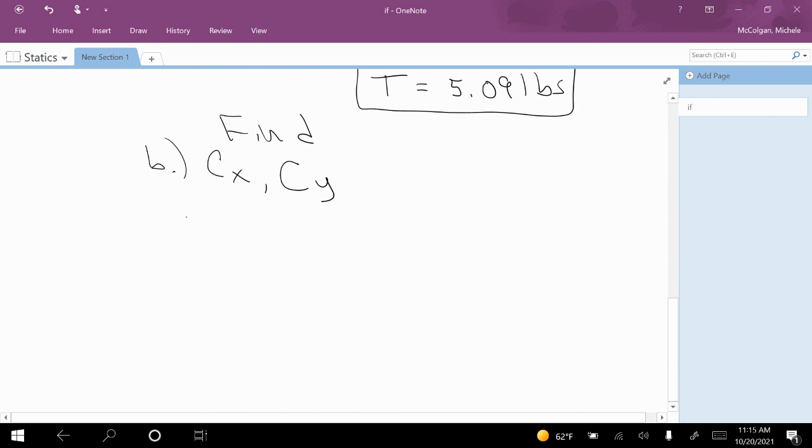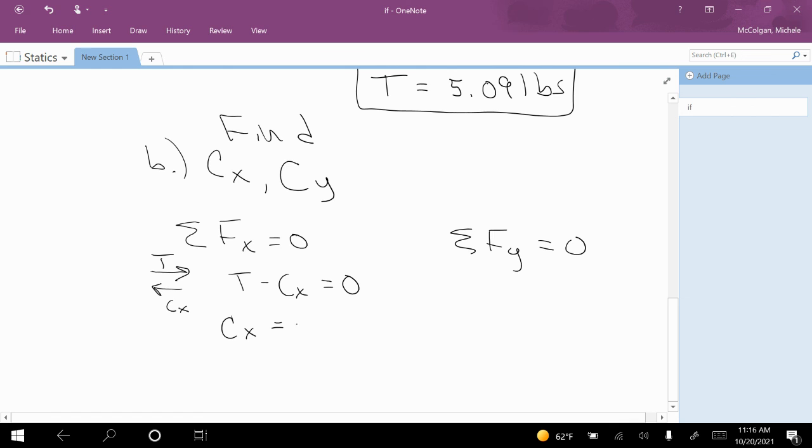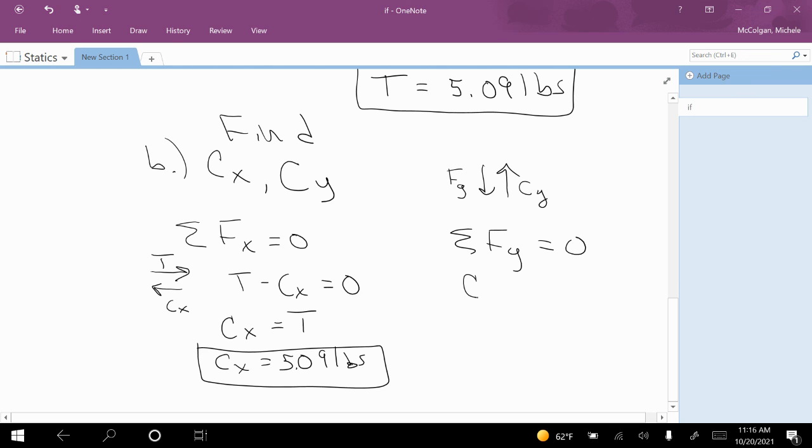So I really have just two equations: the sum of the forces in x equals 0, and the sum of the forces in y equals 0. My tension is pointing this way, and Cx is pointing this way. So tension minus Cx equals 0, so Cx equals tension, and therefore Cx is equal to 5.09 pounds. For Fy, my Fg is down and my Cy is up. So Cy minus Fg is equal to 0, so Cy is equal to Fg, which is the same as the weight. So Cy is equal to 8 pounds.